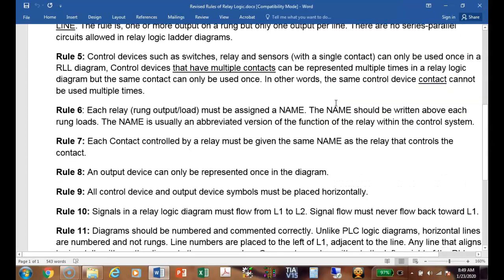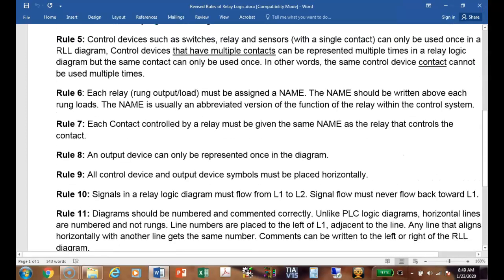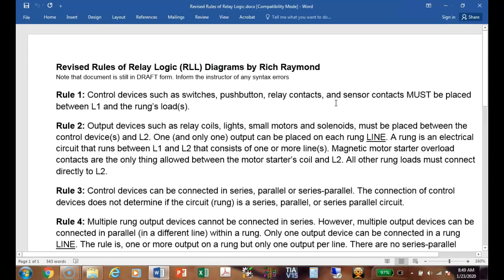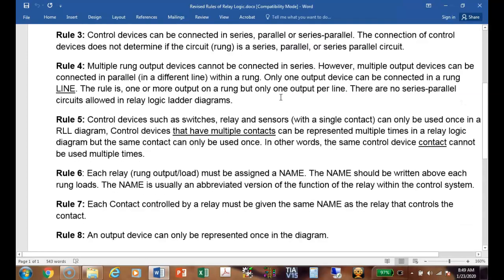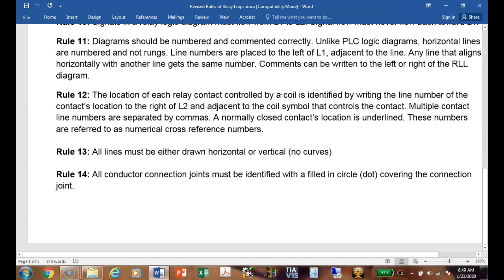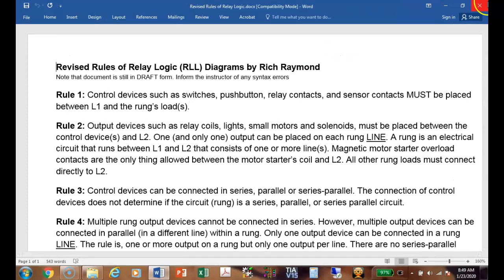So everybody okay on those rules? Yes, no? You got any questions on them? Okay.